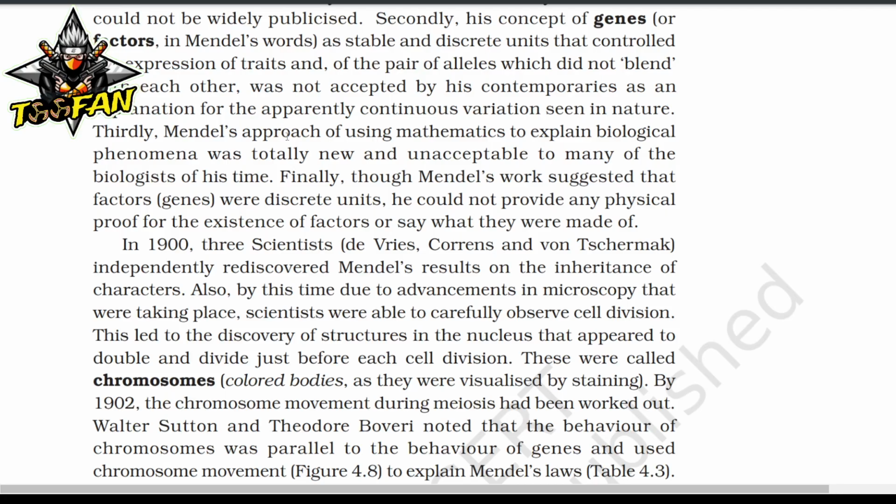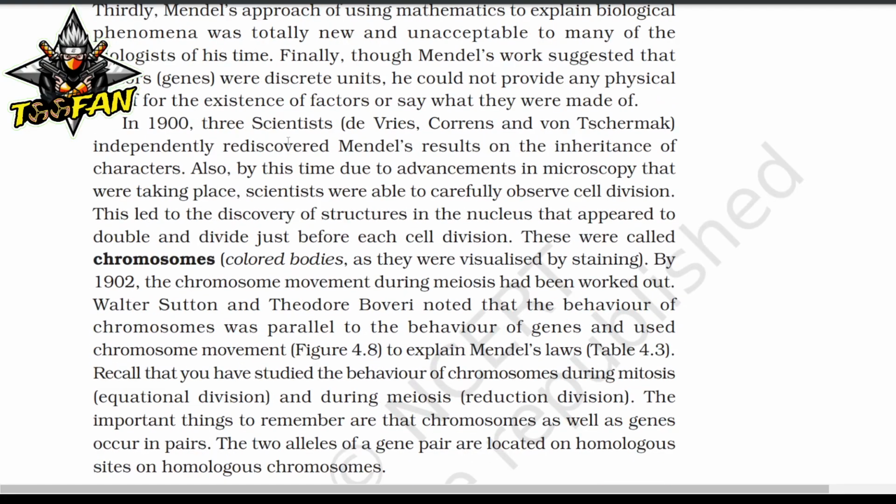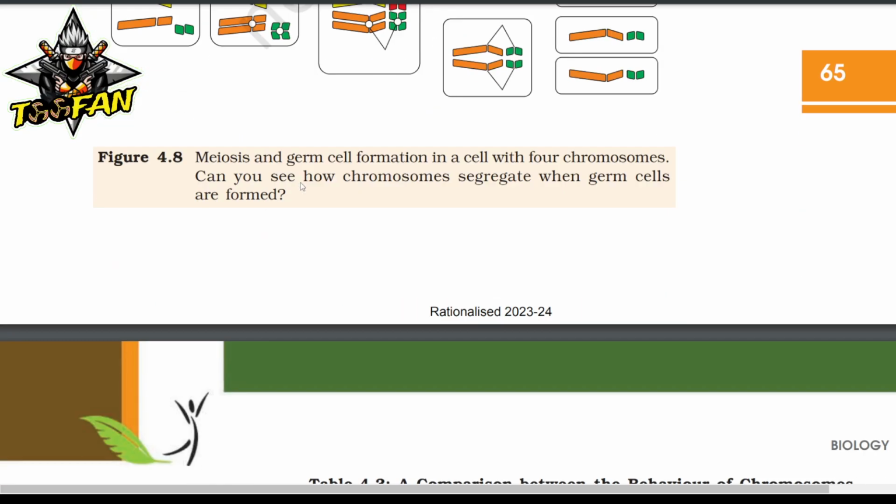Walter Sutton and Theodore Boveri noted that the behavior of the chromosomes was parallel to the behavior of genes and used chromosome movement to explain Mendel's law. Recall that you have studied the behavior of the chromosomes during mitosis and during meiosis, the reduction division. The important thing to remember is that chromosomes as well as genes occur in pairs. The 2 alleles of a gene pair are located on homologous sites of homologous chromosomes.